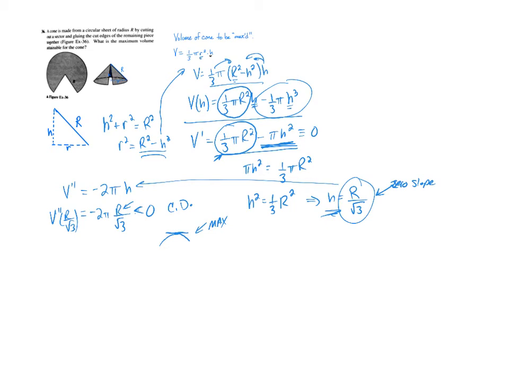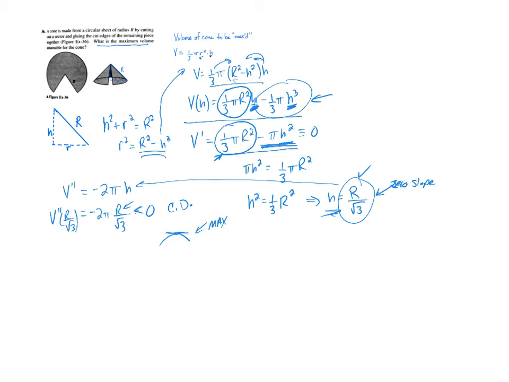But if you look at the question, it doesn't ask to say what are the dimensions. It just says what's the maximum volume. So all we have to do is use this value of h and plug it into our volume formula. So our volume formula is right here. So it looks like we're going to need to plug in h right there, and we're going to need to plug in h cubed here.